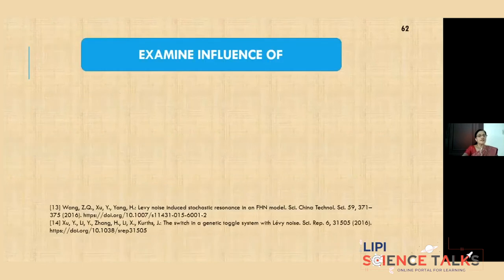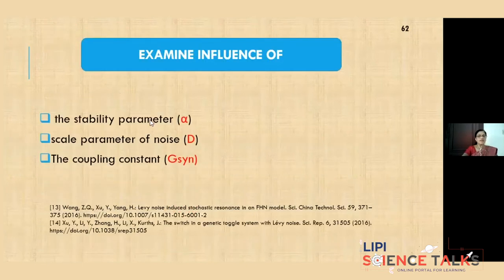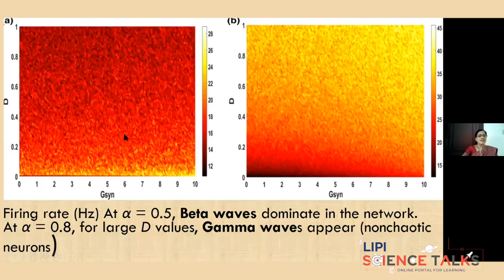And we will examine the influence of the stability parameter and scale parameter of noise and coupling constant G on synchronization in the network. These are some observations. This is also plotted in the same way as in the last slides. That is, alpha is made equal to 0.5. You can see that firing rate is given along with these colors, and the variation with respect to D and coupling constant is studied. D is representing the intensity of the noise. Coupling constant is representing the strength of connection between the neurons.